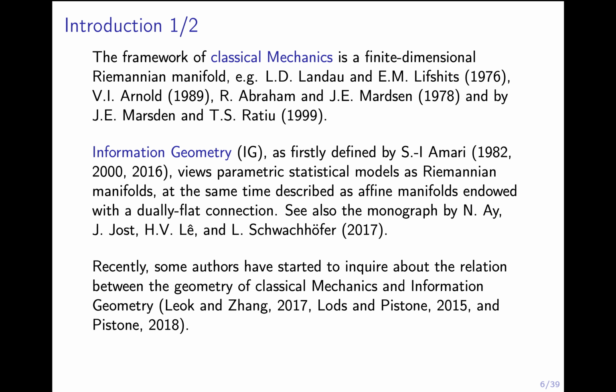What is peculiar of information geometry is not only the use of a Riemannian metric for the description of the manifold of statistical distributions, but also the duality that we have between parameterizations, between connections, which we will exploit a lot in the next part. Some preliminary work in the direction of connecting classical mechanics and information geometry are the work of Pistone 2015-18 and co-authors, and also Leok and Zhang 2017.